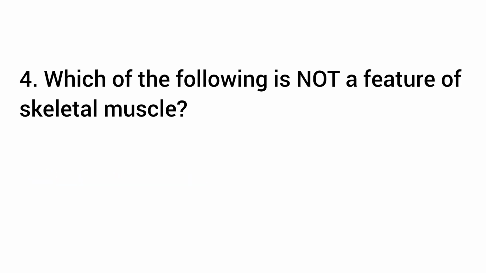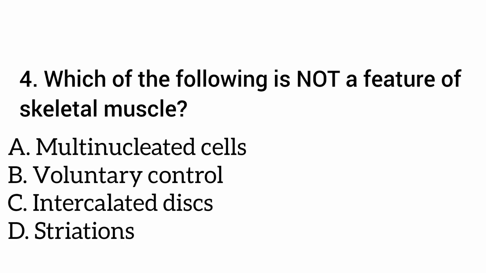Question number 4. Which of the following is not a feature of skeletal muscle? A. Multinucleated cells, B. Voluntary control, C. Intercalated discs, and D. Striations. The most correct answer is C. Intercalated discs. Intercalated discs are present in cardiac muscles and not in skeletal muscle.